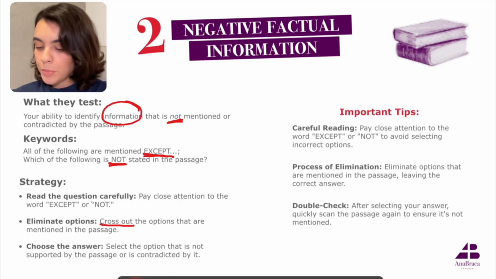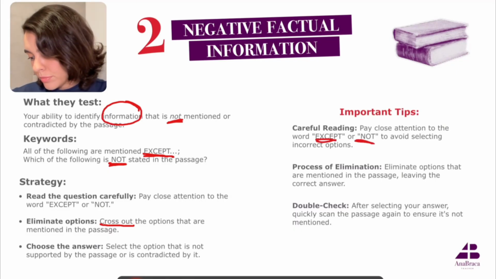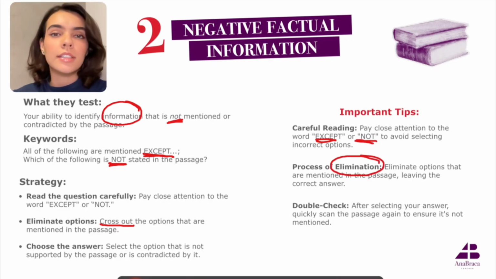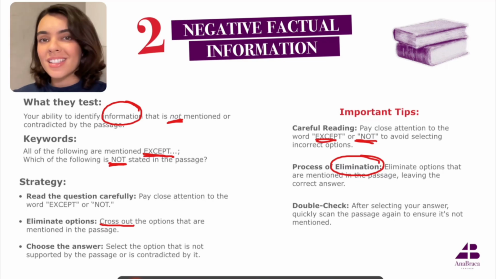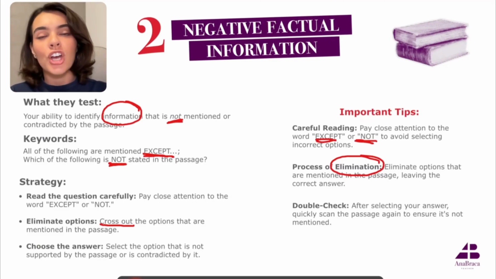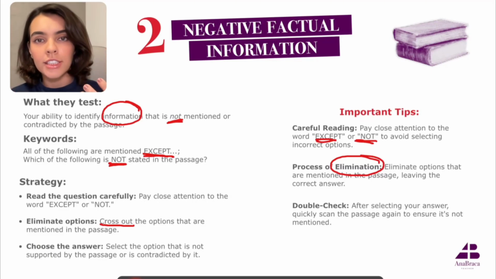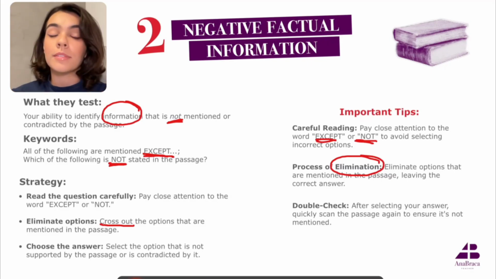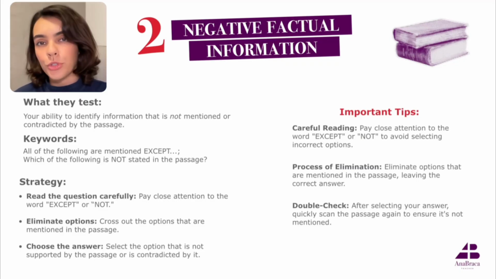Some important tips here are: pay attention to the words, and use the process of elimination. Eliminate the ones where you can see similar words or synonyms. Here they are not going to state it exactly as it is in the text. So use paraphrasing as well and use synonyms. If you see answers that are very similar to the ones in the text, you're going to eliminate them. And finally, always double check.